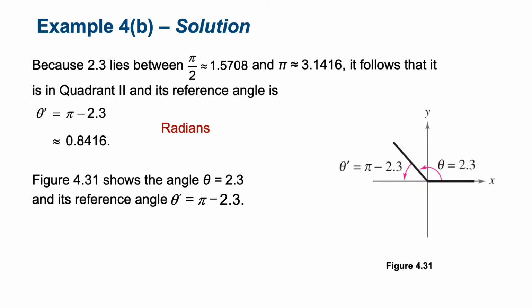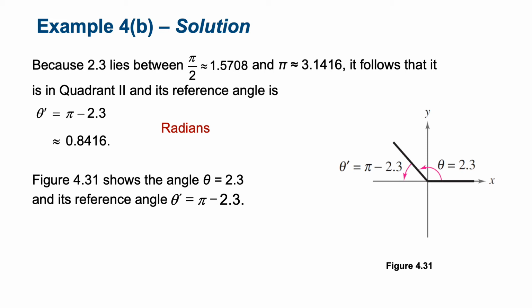That wasn't hard. So 2.3, that's a little bit more difficult, but it's still solvable. We know that pi is approximately 3.1416, so that's 180 degrees. Pi over 2 is about 1.5708. Since 2.3 is between those, I know that this angle ends in quadrant 2. The angle lies in quadrant 2, and its reference angle would therefore be pi minus 2.3, whatever is supplementary to it.